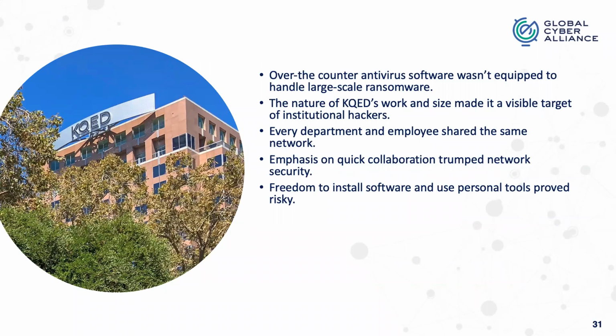And then this was an actual targeted attack, again because of what KQED does. They're a journalism organization, a small organization, so they felt that these were a little bit more susceptible and easier to attack. Because of the way that everything was set up, all departments and employees share the same networks. The employees were connected to the TV station's and radio station's network as well. So that's why everything got impacted so quickly.